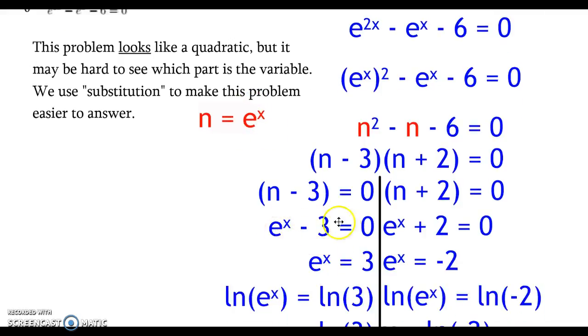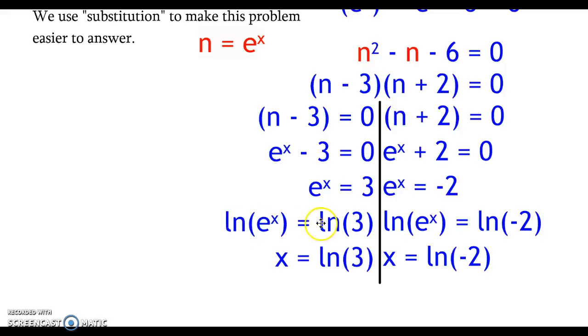So you can see that I did that substitution, and I solved just like I normally would. I would add 3 on both sides here, subtract 2 on both sides from here. I take the natural log of both sides because my base is e. So I got x equals ln of 3, or natural log of 3. I also got x equals the natural log of negative 2.